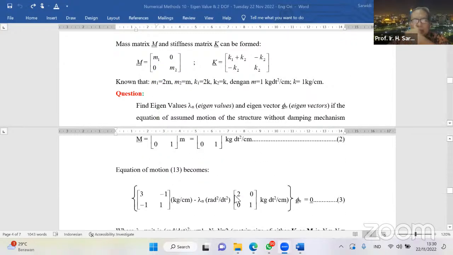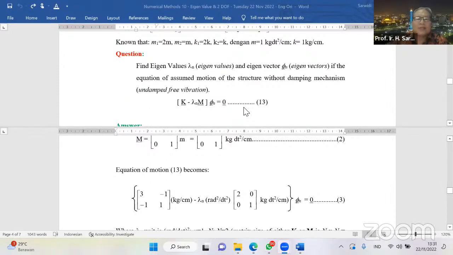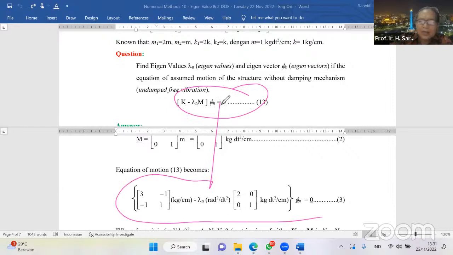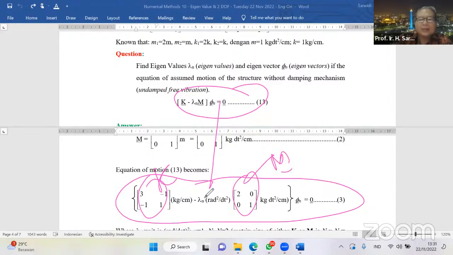Okay, and then equation 13 becomes this. If you put in the numerical values of all of this, it becomes this one here. So this is the matrix of K, and this is the matrix of mass. And remember, there is an eigenvalue here in the unit of radian squared over second squared. Remember, you have to be careful with the unit here.